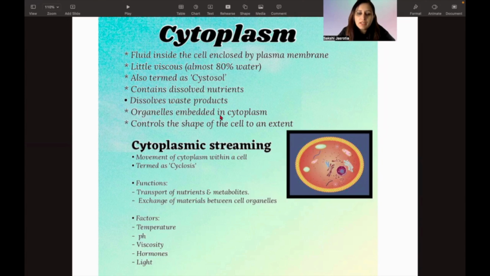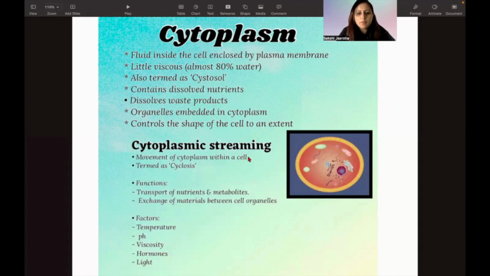Now, organelles are embedded in the cytoplasm. जितने cell organelles के बारे में अभी हम आगे बात करेंगे, they are all present inside the cytoplasm. To some extent, it also controls the shape of the cell. अब आप, you can very well imagine that there is a fluid which is present inside the cell, so that also gives a little shape to the cell as well.